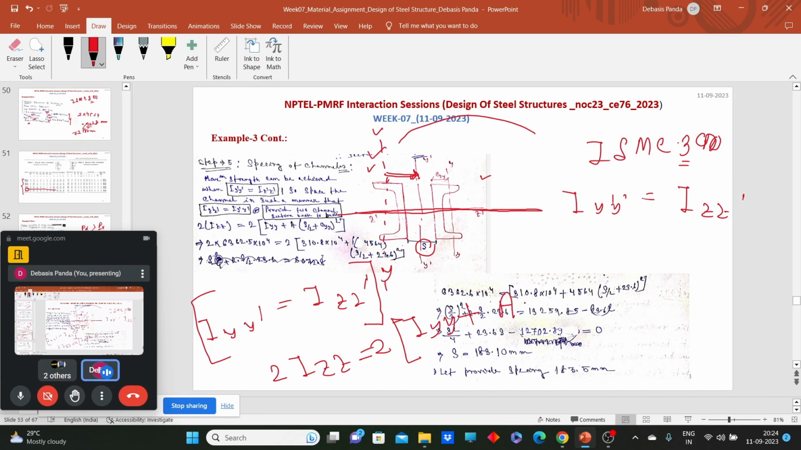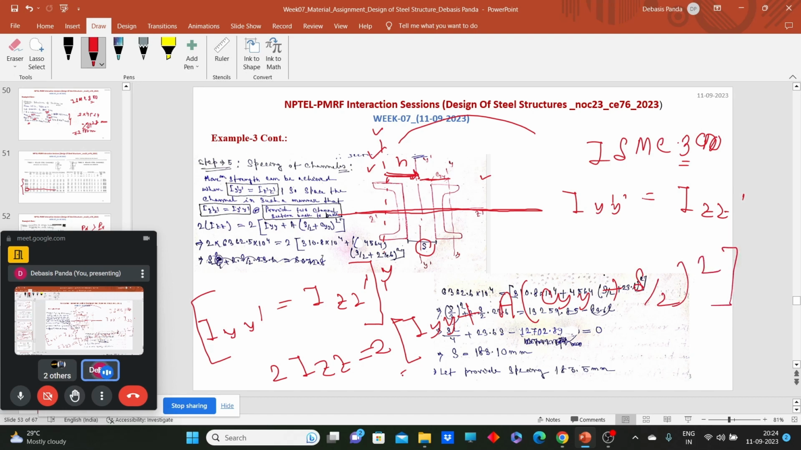What does the parallel axis theorem say? It says A into r square. So what will be the value of r? The value of r or h should be this value. So what should that be? That should be Cyy plus the spacing by 2 value here. So A into (Cyy plus s by 2) square.